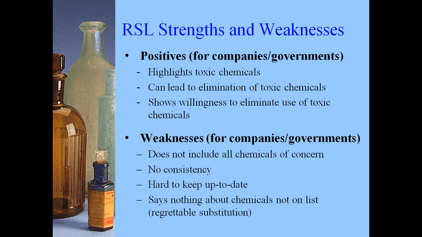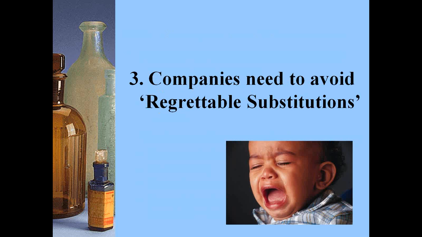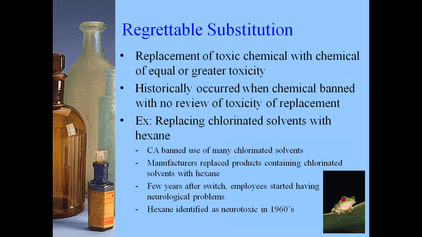The last point, though, the one that's most important: an RSL will emphasize elimination of a chemical, but what it doesn't do is ask, okay, what chemical are you using in replacement? That's an important point. You need to know not only that you don't have toxic chemicals, but make sure that the replacements are better or safer than the chemicals that you're currently using. And this process is called regrettable substitution. A regrettable substitution is basically the replacement of a toxic chemical with a chemical of equal or greater toxicity.